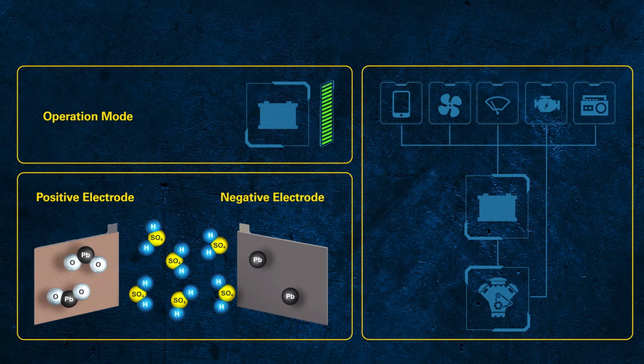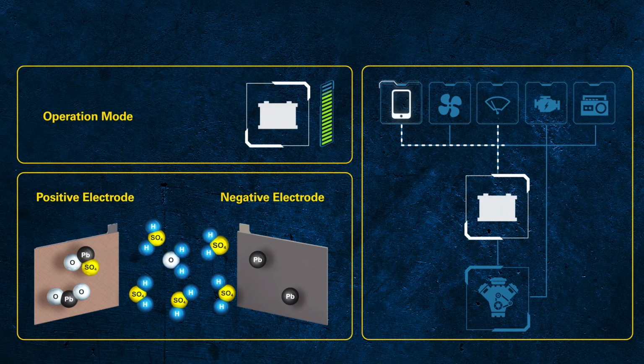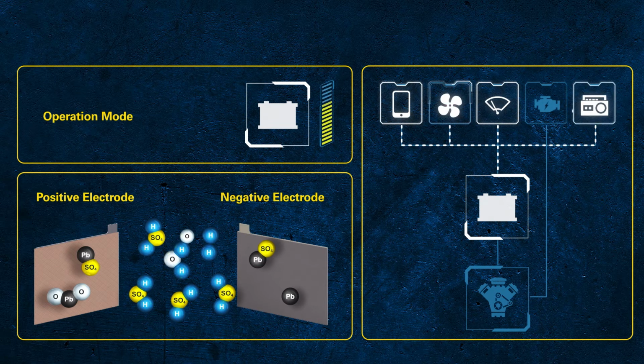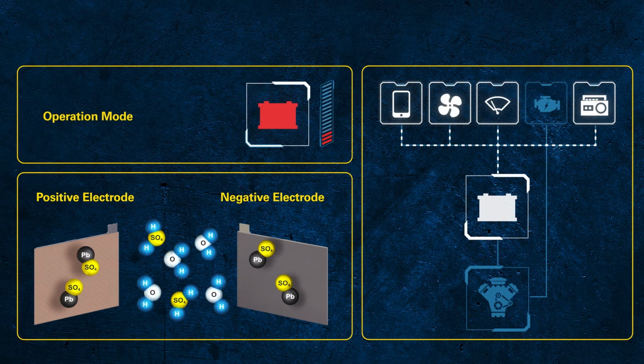The battery provides power to all electrical consumers while the engine is off. That means the battery is being discharged, as shown in the operation mode window. The electrical energy to support the consumers such as the radio, the fan, the windscreen wipers, comes from the chemical reaction inside the battery, shown in the chemical reaction segment.